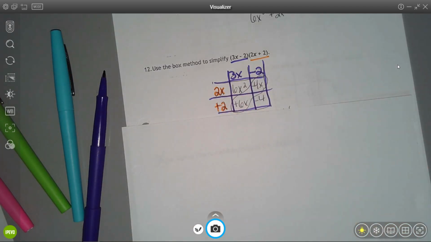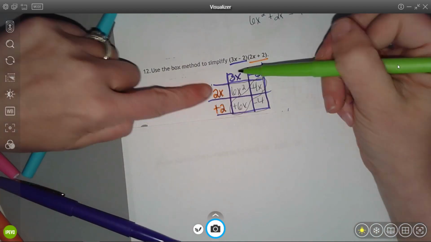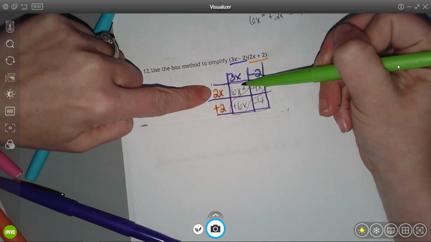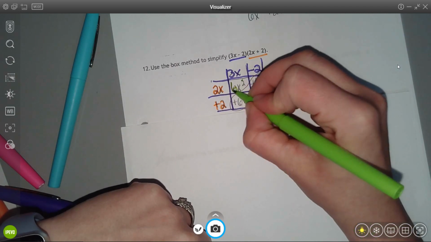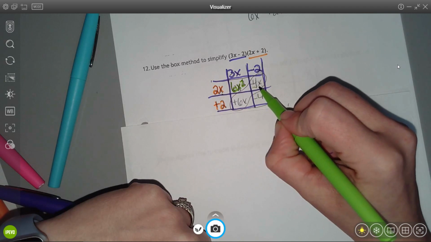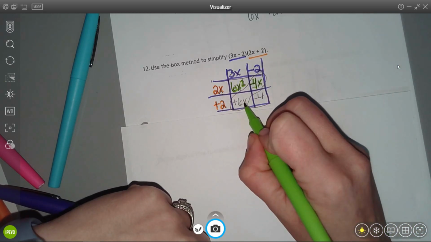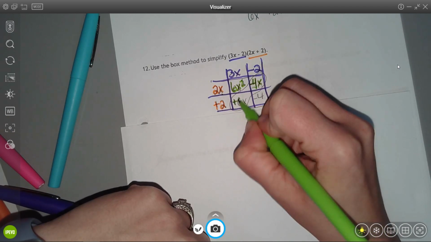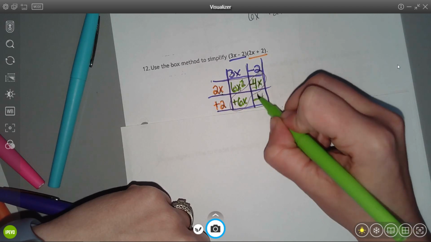And all I did here was I went through and I said, in this first box, what comes together? This is 3x times 2x, and that gave me 6x squared. Negative 2 times 2x came together right here, so I got negative 4x. 2 times 3x gives me a positive 6x. And lastly, negative 2 times positive 2 is negative 4.